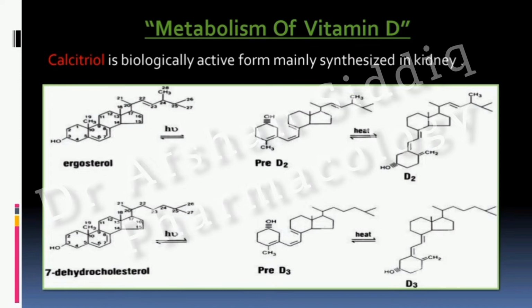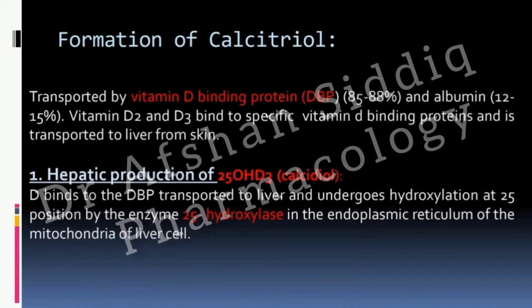I say that the major portion of vitamin D will be transported with the help of DBP, while the minimum portion, no need to memorize the percentage, can also be transported with the help of albumin, another transport protein. Okay? Up to now, I think everything is clear to all of you. Any problem? No? Okay. So once it is transported, where will it go first?